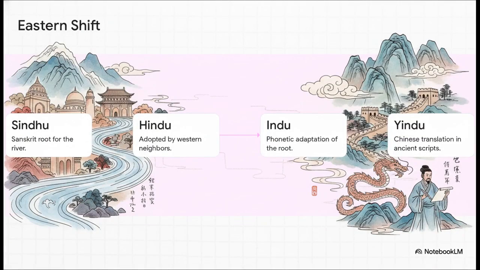And you know, this linguistic journey didn't just happen over in the West. Ancient Chinese travelers and scholars were adapting the name too. Through trade, interactions, and translating texts over the centuries, the root Sindhu or Hindu was phoneticized into Indu. The Chinese then recorded this in their scripts as Yintu or Yindu. So whether we're talking about Greeks in the West or Chinese scholars in the East, that mighty Sindhu River was the undeniable anchor point for naming the entire subcontinent.